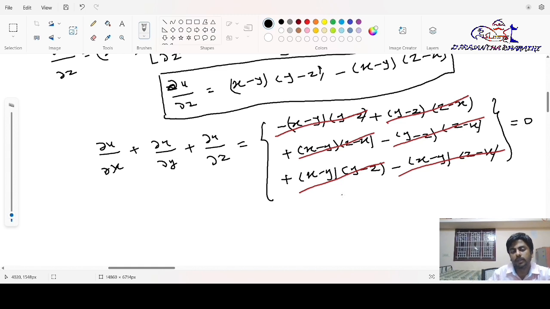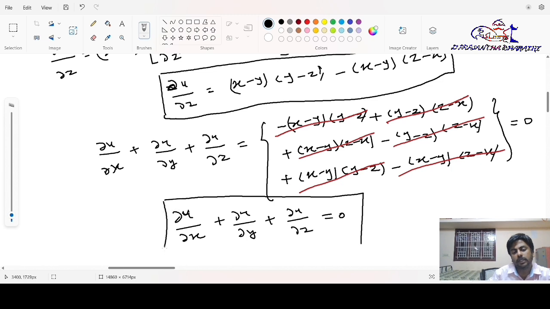Okay, so what is there? The sum becomes 0. Dou u by dou x plus dou u by dou y plus dou u by dou z equal to 0. Okay, so this is the result that we want to prove, and hence the proof. So I hope you all understood the problem.